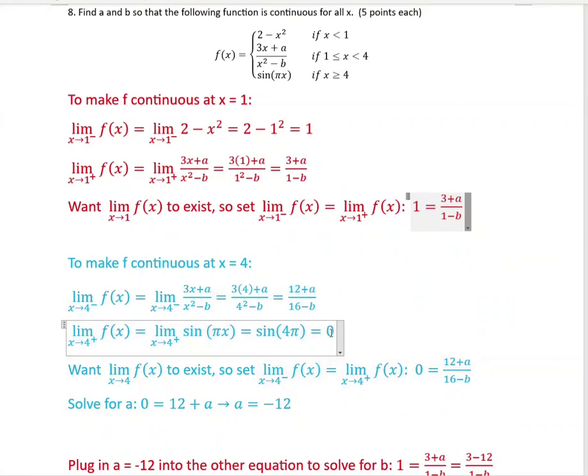And again, we want the limit to exist, so we set the results of the two limits equal to each other. So from the right, it was 0. From the left, it was 12 plus a over 16 minus b. So 0 is equal to 12 plus a over 16 minus b. Okay? So here we can solve for a easily.